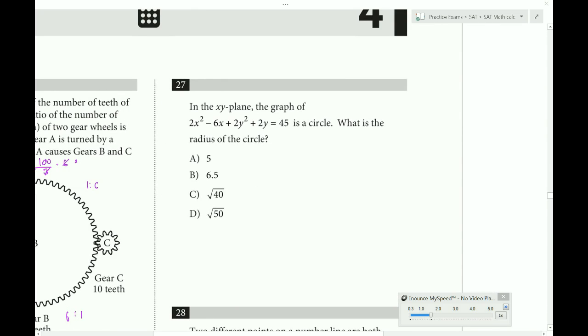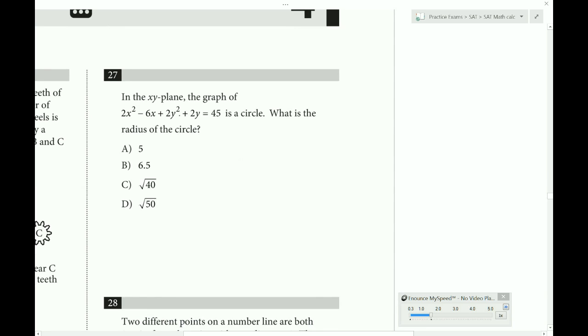In the xy plane, the graph of this is a circle. What's the radius? So this is a completing the square question. All right, so we have to group all our x information together and group all our y information together and have the number on the other side.